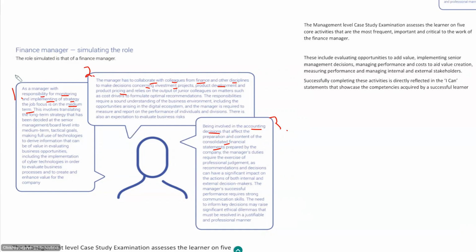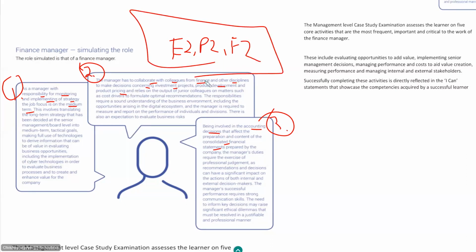So if you look at it broadly, points number 1, 2, and 3 all combine your E2, P2, and F2 syllabus. As I said, the role of finance manager is pretty wide ranging. It has to deal with accounting standards, the F2 syllabus. It has to deal with costing, implementing strategy, and all of that, which is your P2 syllabus. And in today's environment, digital ecosystems, all the digital platforms and digital developments which are happening are covered within E2. So the role of a finance manager is pretty wide ranging.